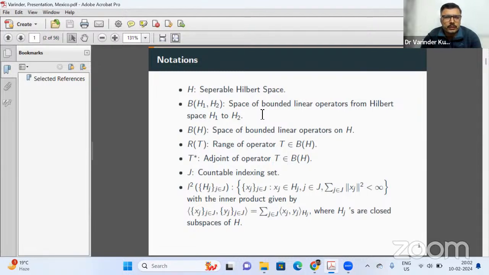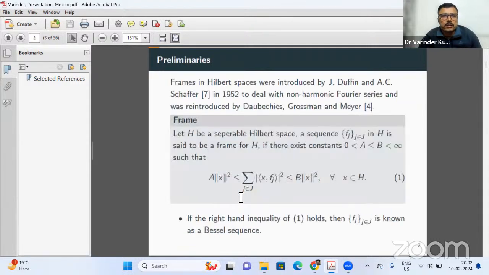Most of you might know all these notations. J is a countable indexing set, and L2(Hj) is the sequence space where elements of the sequences come from Hilbert spaces Hj. We are taking these Hj's to be closed subspaces of the separable Hilbert space H. This is how L2(Hj) is defined. Now we have some preliminaries, some basic results and definitions that will be used in the development of this theory.